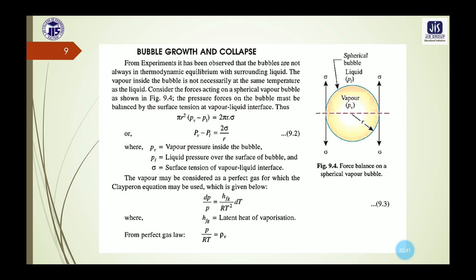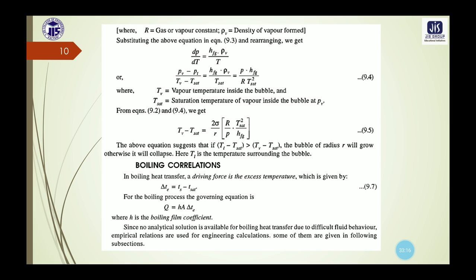PV is the vapor pressure inside the bubble, PL is the liquid pressure over the bubble surface, and sigma is the surface tension of the vapor-liquid interface. Now the vapor may be considered as a perfect gas, for which the Clapeyron equation may be used. What is this equation? dP by P equals hfg by R T square into dT, where hfg is the latent heat of vaporization. From the perfect gas law we can write P by RT equals rho V, where R is the gas or vapor constant and rho V is the density of the vapor formed.